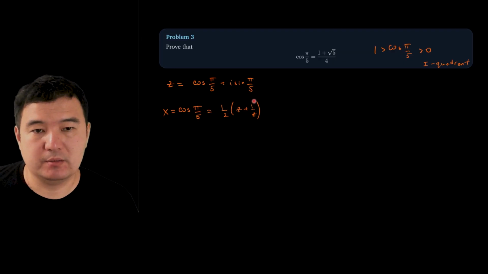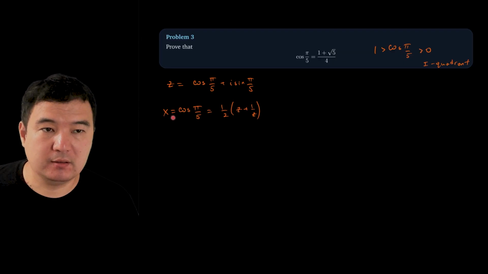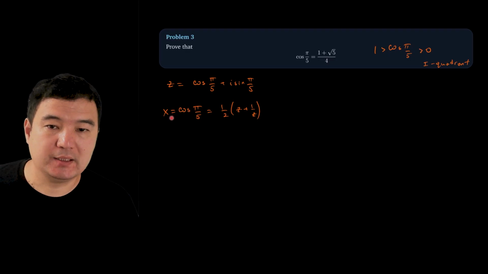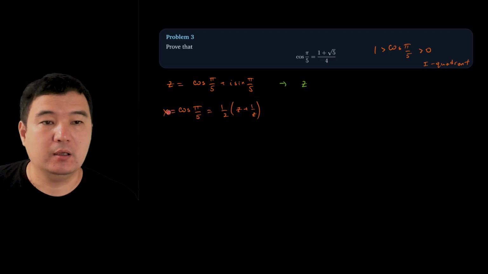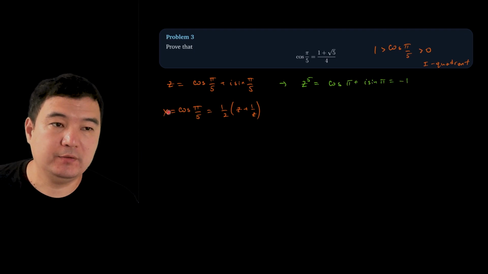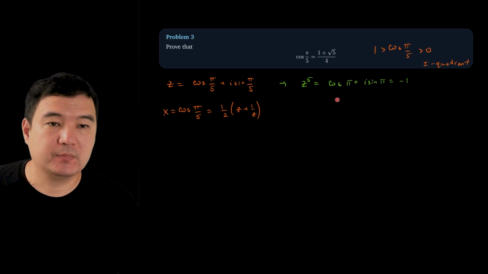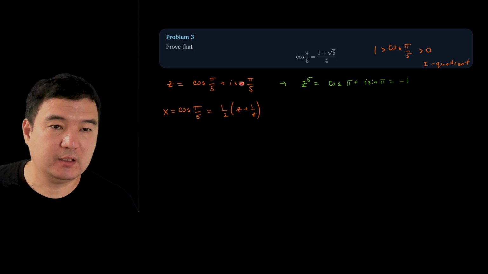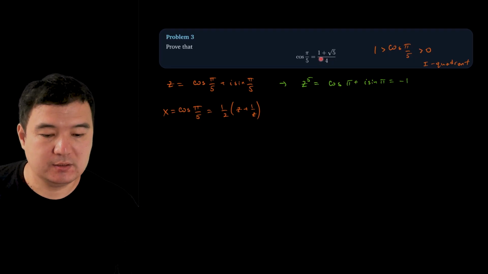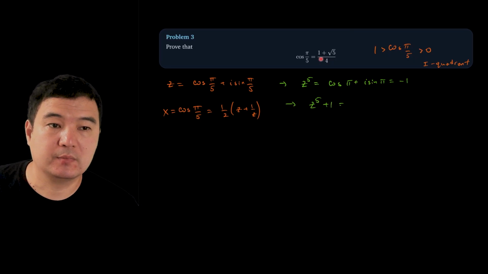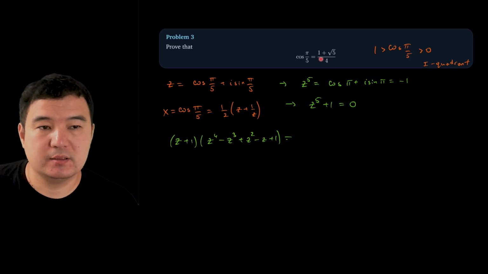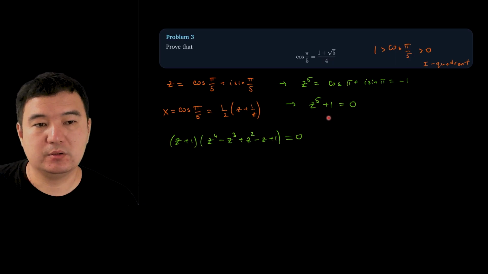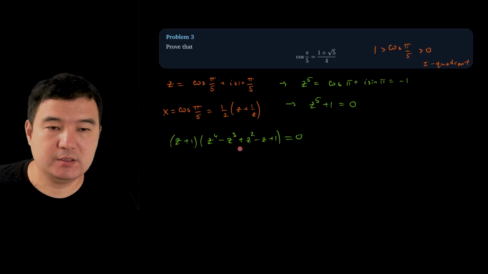So this is the second property. Let's say cosine pi over 5 is x. That's something we are trying to figure out. And then if you take the fifth power, this multiplies by 5, this multiplies by 5, and z^5 is negative 1. So let's factorize: z^5 plus 1 is equal to 0.